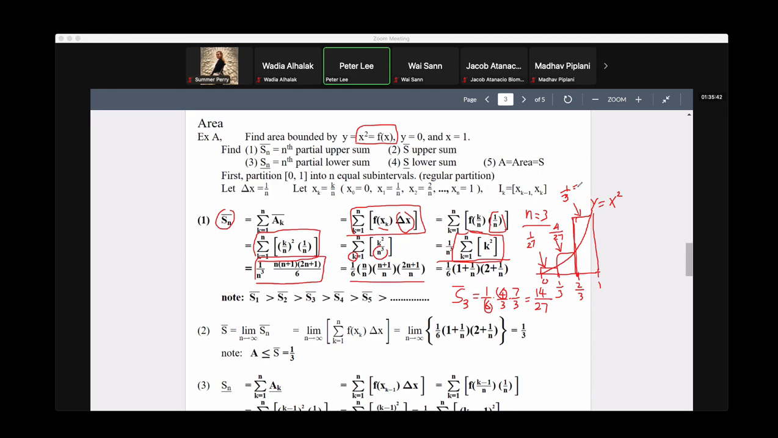Now, with a common denominator of 27, the third rectangle is 9 over 27. So if we add up the first, second, and third rectangles, what do you get? That's 1 over 27 plus 4 over 27 plus 9 over 27, and that will be 14 over 27. We got the 14 over 27 right here. It is the sum of all three rectangles with the partition of 3 intervals, and that is what we call the third partial upper sum.